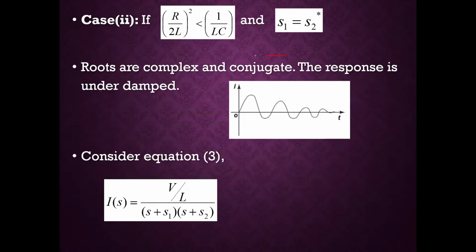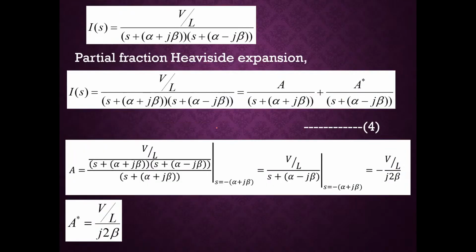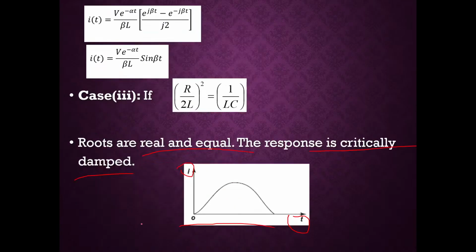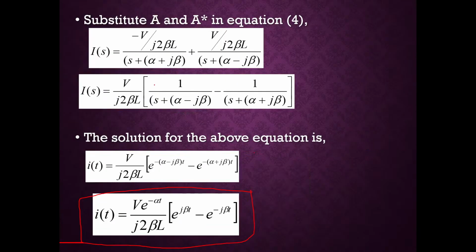Now if the roots are complex conjugate and it is an under damped response, what is I of t? I of t is V by L into e to the power of minus alpha t. Yes, I have further simplified it, so you can write this one or that one. I of t is equal to V by beta L e to the power of minus alpha t sine beta t. It is a simplified expression, or in other words, I of t is equal to V by j2 beta L e to the power of minus alpha t into (e power j beta t minus e power minus j beta t). This is for the under damped response.